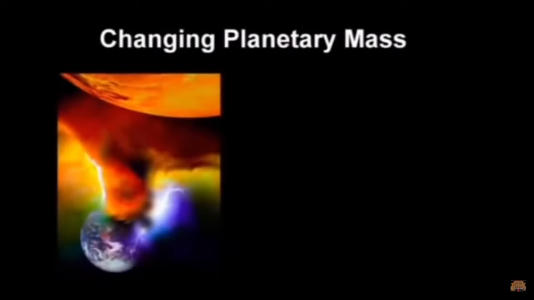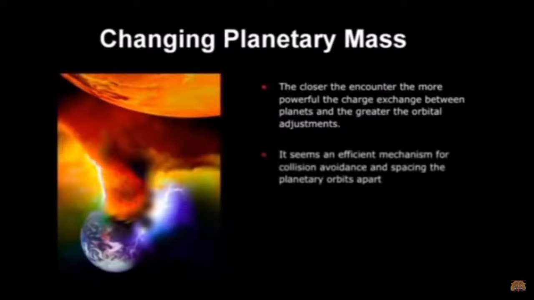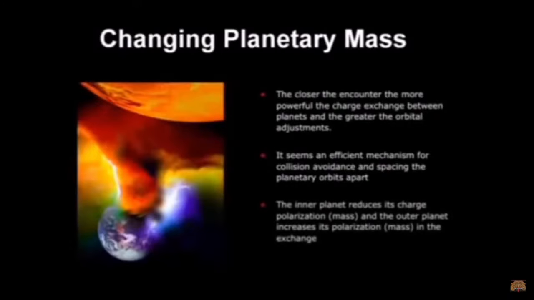So, changing planetary mass. The closer the encounter between two planets, and the more powerful the charge exchange between planets, the greater the orbital adjustments. It seems an efficient mechanism for collision avoidance and spacing the planetary orbits apart, which may explain one of the reasons why we survived Velikovsky's catastrophic scenario. The inner planet reduces its charge polarization, its mass, and the outer planet increases its polarization mass in the exchange. And I ask the question, is this possible? Yes, I believe it is.